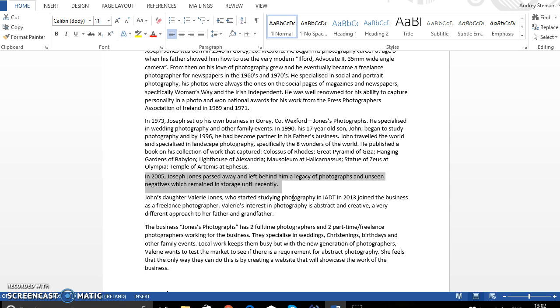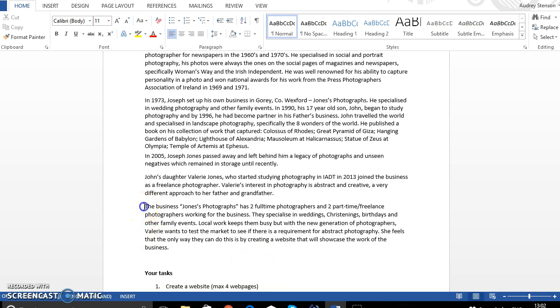Okay, so then if we go on to read, the business, Jones's Photographs, has 2 full-time photographers and 2 part-time freelance photographers working for the business. They specialize in weddings, christenings, birthdays, and other family events. Local work keeps them busy, but with the new generation of photographers, Valerie wants to test the market to see if there is a requirement for abstract photography. She feels that the only way they can do this is by creating a website that will showcase the work of the business.